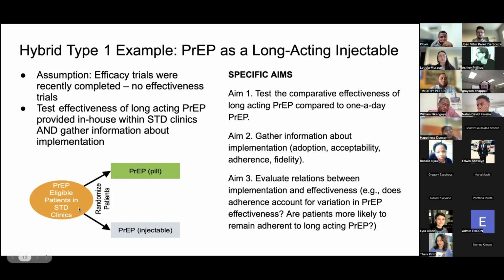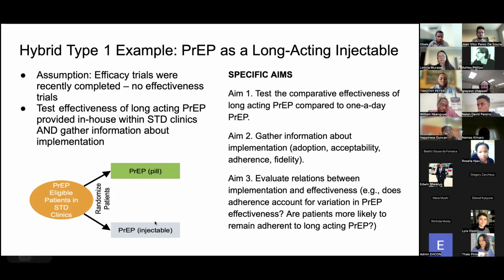Since it's a clinical trial, they chose eligible patients in STD clinics because that's where maybe you can capture people who are at high risk. And then they randomized the patients into pre-exposure prophylaxis where they were giving them pills, and then they gave them the injectable. But this was already proven to be efficacious in clinical trials. So they were just trying to look at if in a real-world setting this was working. So with these trial arms, this was effectiveness research at this point.